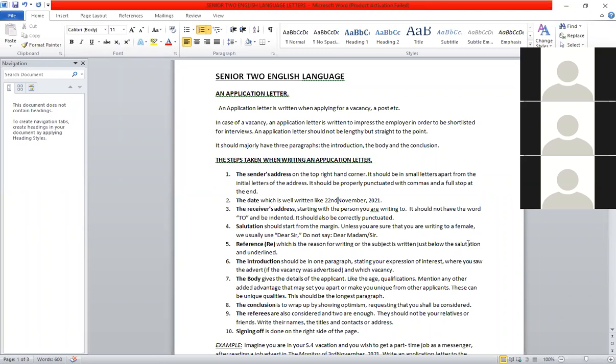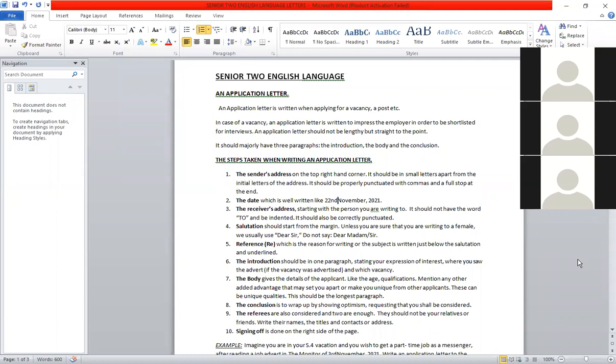After that, we shall go to the body, and we have said the body gives the details of the applicant. The person who is applying is an applicant. What she's writing is an application letter. Who you're applying to is an employer, or it depends. If it's a school setting, it will depend, maybe the officer in charge of campaigns or elections, something of that kind. So we shall say that the body gives the details of the applicant, like the age, the qualification.